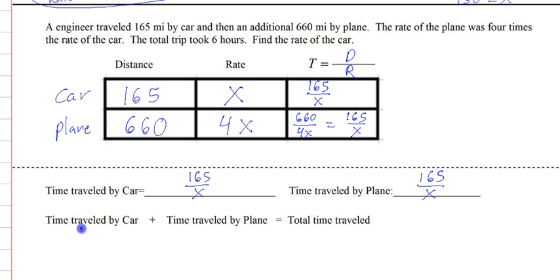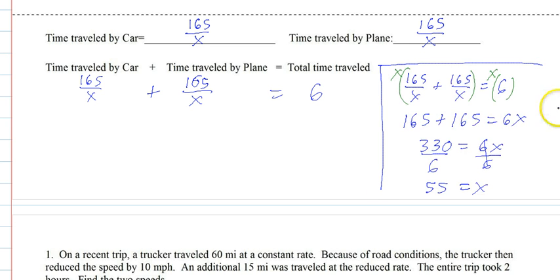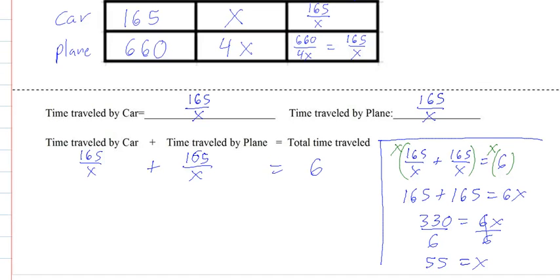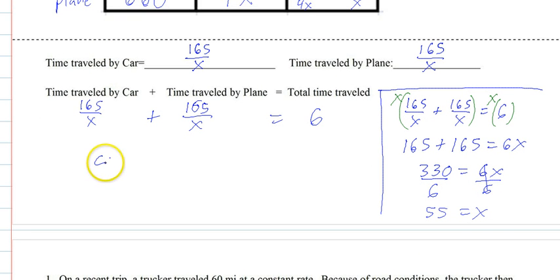And so time traveled by the car plus the time traveled by the plane would have to equal the total time, which is 6 hours. And then if we solve that in the same way, we get 55 for our x. And then going back up to our problem, we know x is the speed of the car. That's what it says, rate of the car. So the car is traveling at 55 miles per hour.